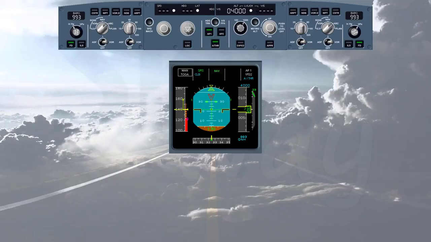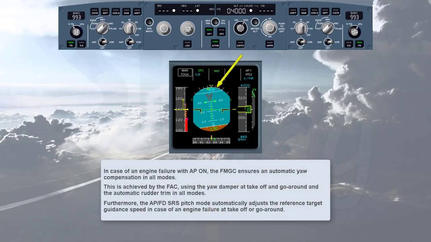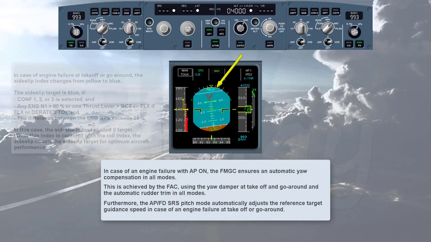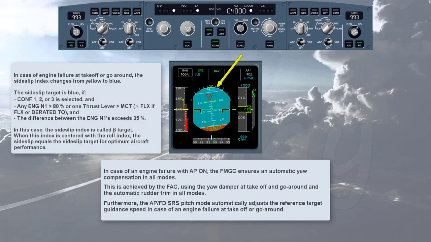In case of an engine failure with autopilot on, the FMGC ensures an automatic yaw compensation in all modes. This is achieved by the FAC, using the yaw damper at takeoff and go around and the automatic rudder trim in all modes. Furthermore, the autopilot flight director speed reference system pitch mode automatically adjusts the reference target guidance speed in case of an engine failure at takeoff or go around.